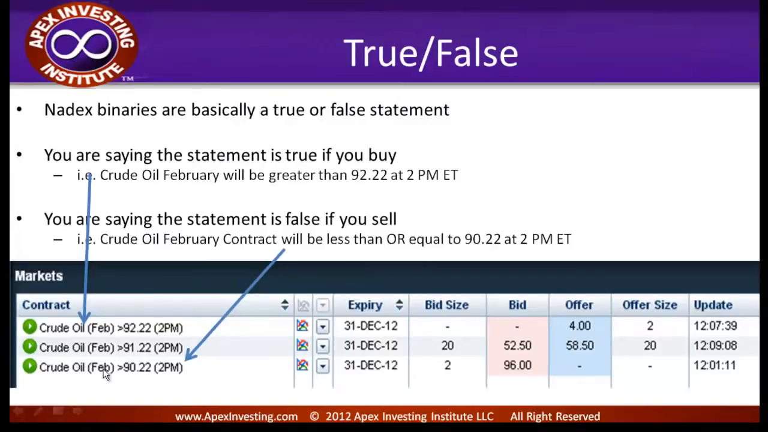So crude oil February contract will be less than or equal to, and that's very important, less than or equal to $90.22 at 2 p.m. Eastern Time. So if you sold this, that's what you'd be saying. If you bought it, you'd be saying that the statement is true.